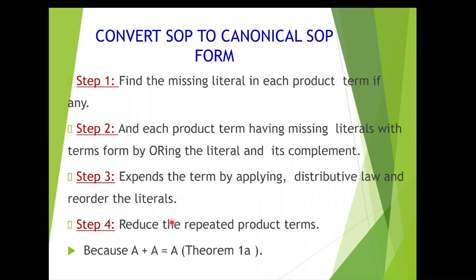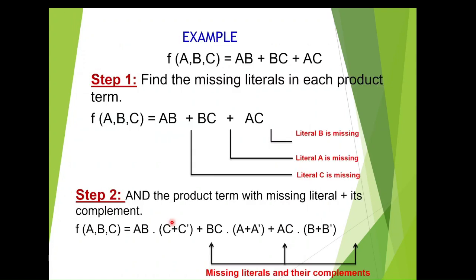Canonical form means that the Boolean function should contain all the variables in each product term. For example, here f of ABC is AB plus BC plus AC. This function has three variables A, B, C, but each product term has only two variables. In the first term C is missing, in the second term A is missing, and in the third term B is missing. So what we have to do is multiply by the missing terms.